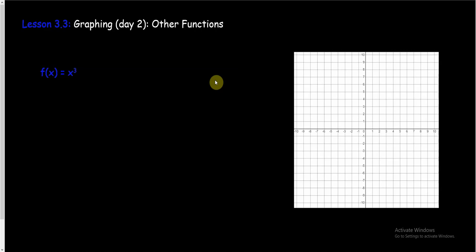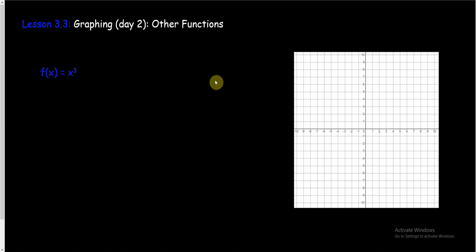Hello and welcome to lesson 3.3. Today we're continuing what we did last class where we had graphed using a table of values. Some people call that a t-table or an xy table where we get the inputs and outputs, we graph those points, and we should have the shape of our graph.